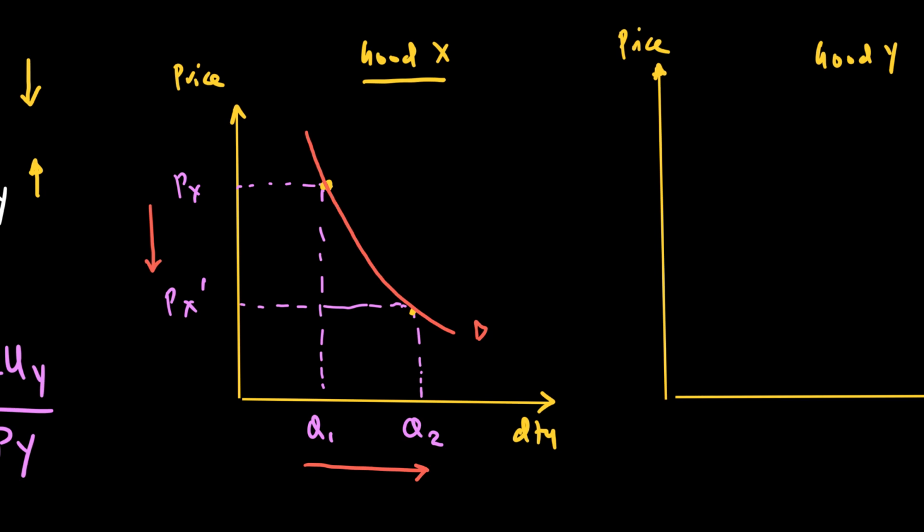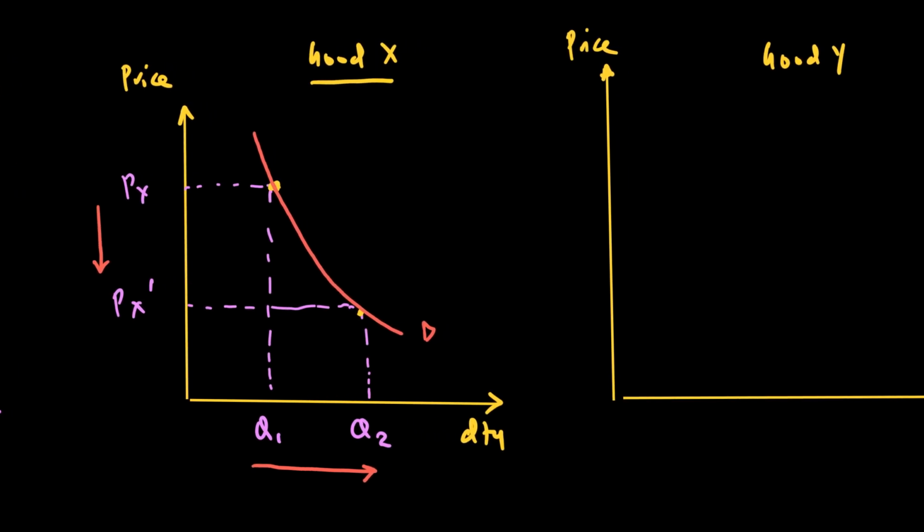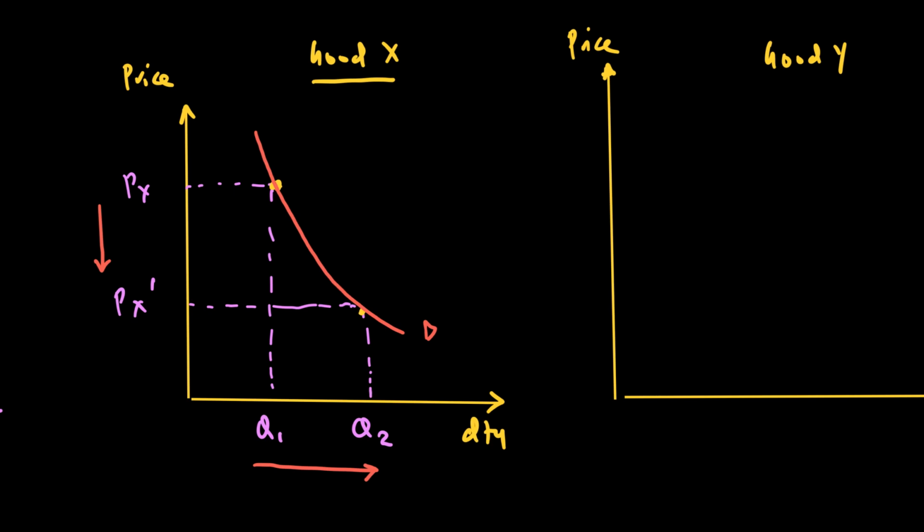So that's the first thing we need to know: how do we derive an individual consumer demand curve? And the answer is that when the price goes down, according to the equi-marginal principle, we buy more of that good, and therefore marginal utility per dollar spent is going up, and that results in the quantity of that good bought going up.